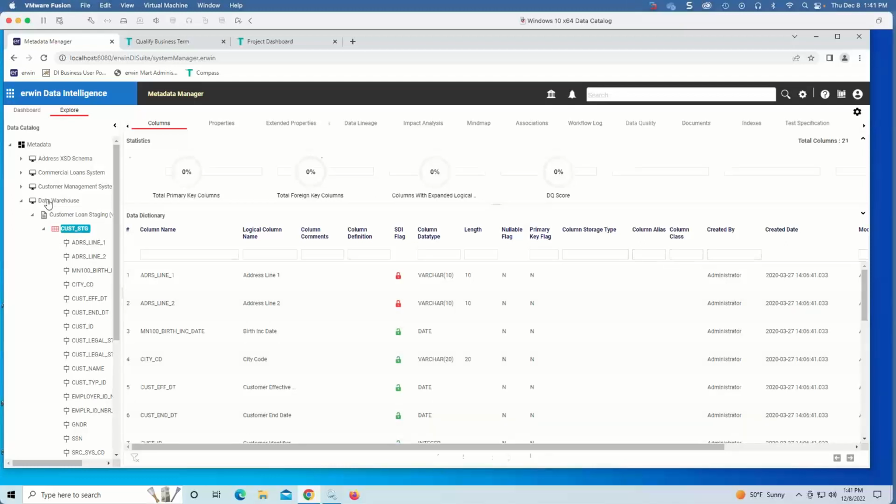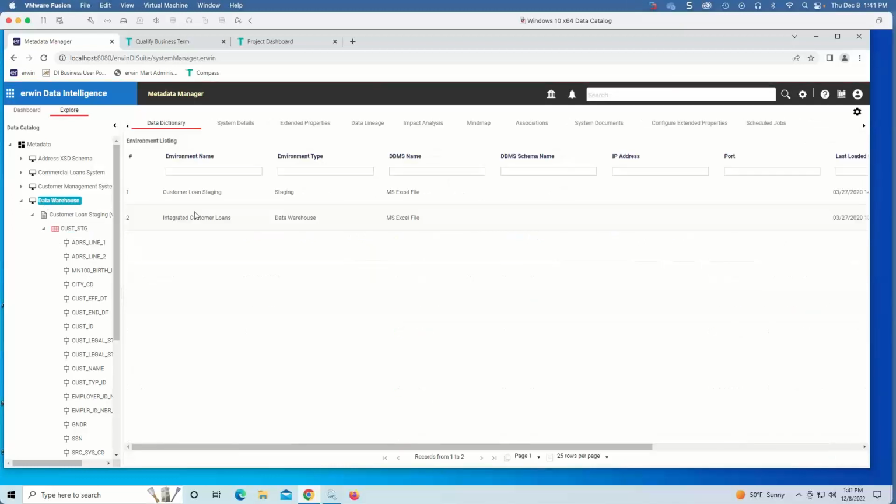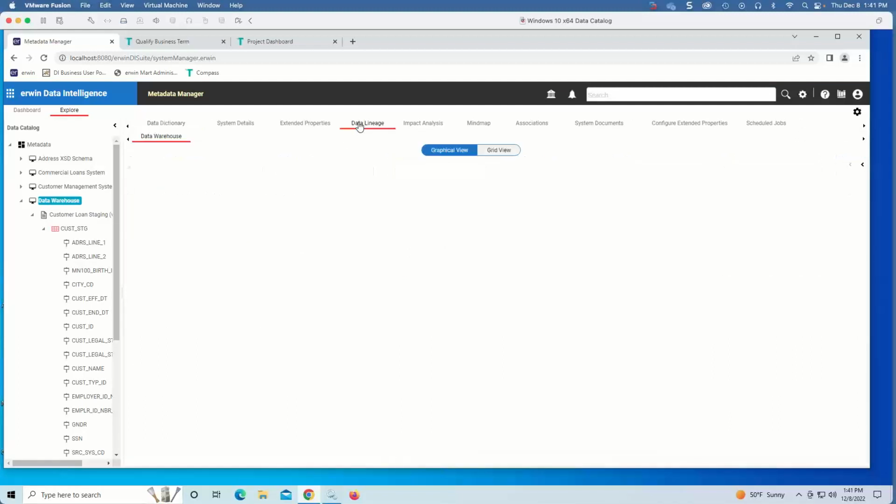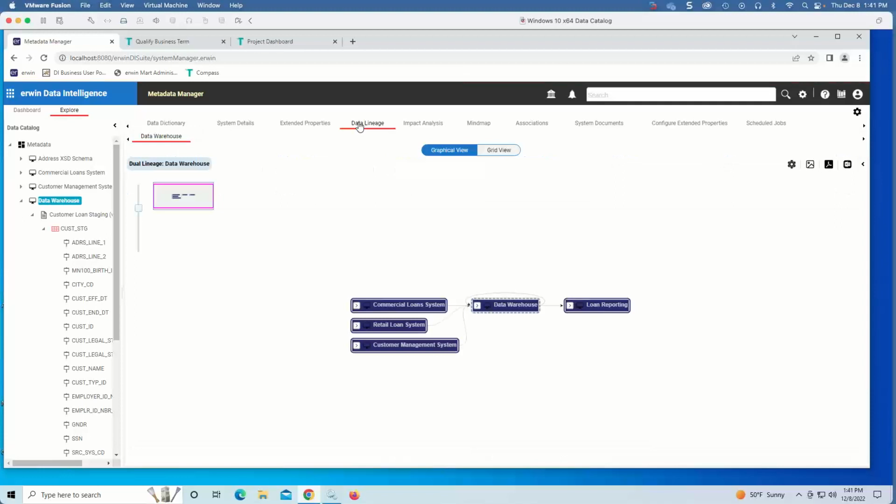Now, if I'm looking at the top level and I want to know what is the data lineage for this, I can click data lineage, and then what it will tell me is, this item here with the dashed line around it, that's where you are right now.